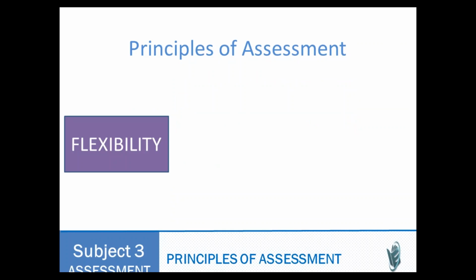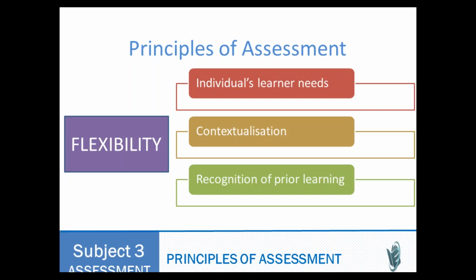The second principle of assessment is flexibility. According to the Standards for RTOs 2015, flexibility can be practiced by ensuring that assessment reflects the learner's needs, assesses competence held by the learner no matter how or where it has been acquired, and draws on a range of assessment methods and uses those that are appropriate to the context, to the unit of competency and associated assessment requirements, and the individual.